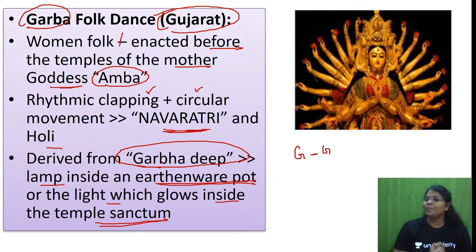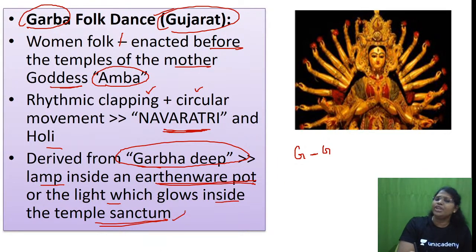How will it be in the womb? It is a dark place. But inside that, there is a lamp. A lamp inside an earthenware pot. The earthenware pot looks so dark inside. If you keep a small candle or light in it, it will glow in the dark, isn't it? Garbhagraha, or the light which glows inside the temple sanctum.